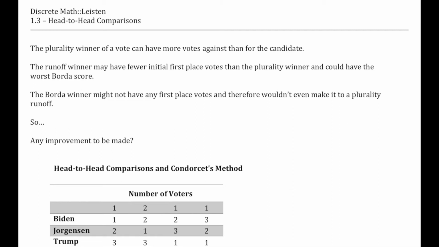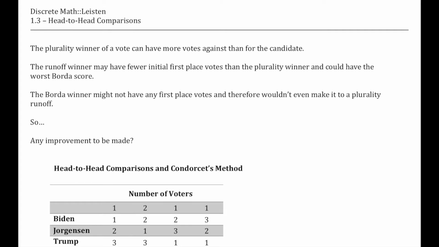All right, today we're going to be looking at head-to-head comparisons when we're talking about voting. Now, what we've seen so far, the plurality winner of a vote can have more votes against the winner than there actually are for the candidate. It's kind of a problem when you have maybe 8 votes for, but 18 votes against the winner, and it's just the way it works out.